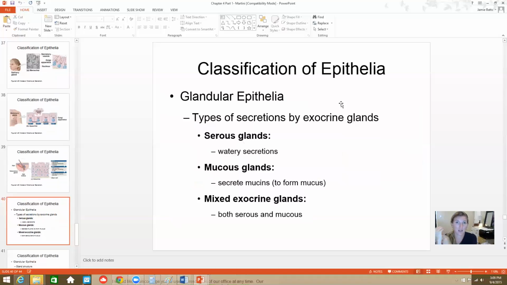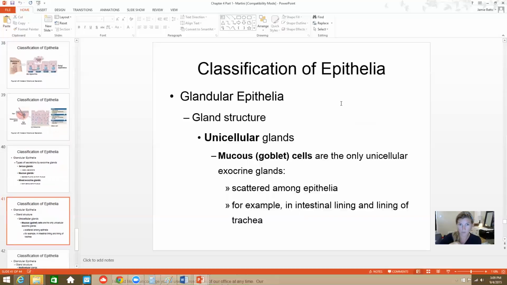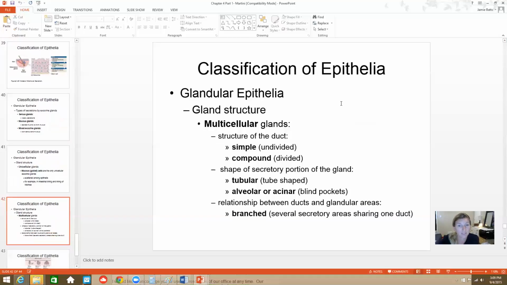So the stuff that is secreted can be watery. That's a serous gland. It can be mucousy, from a mucus gland, or it can be mixed, which would be both. So let's talk about some of these mucus glands. They can be unicellular. In the instance of goblet cells, which are lining the digestive tract, they're just scattered amongst the intestines and help excrete mucus into the digestive tract so that food can move through without any friction. They can also be multicellular.